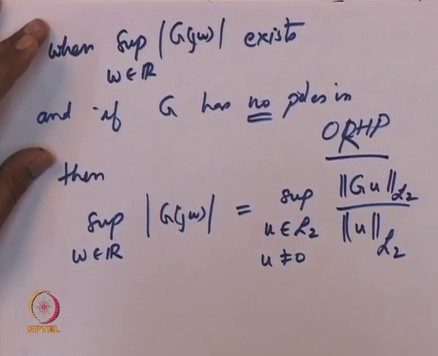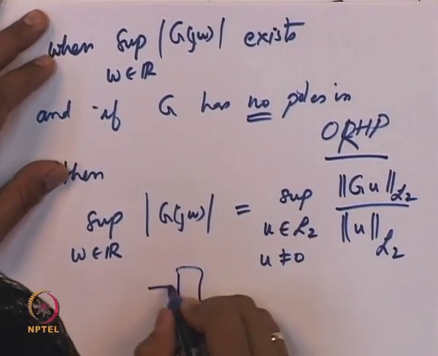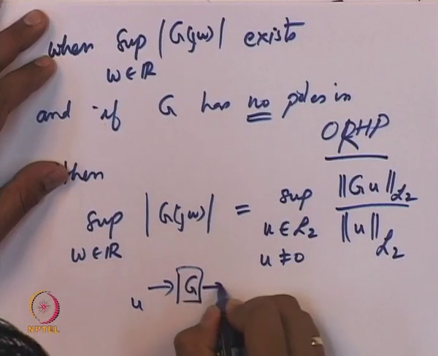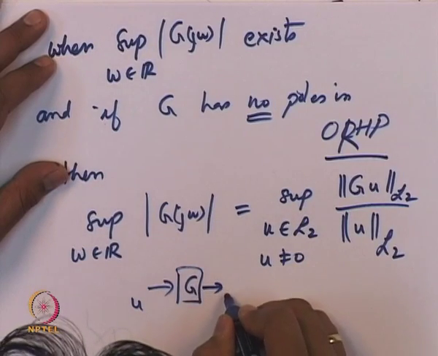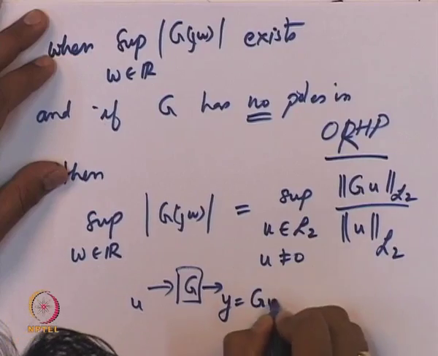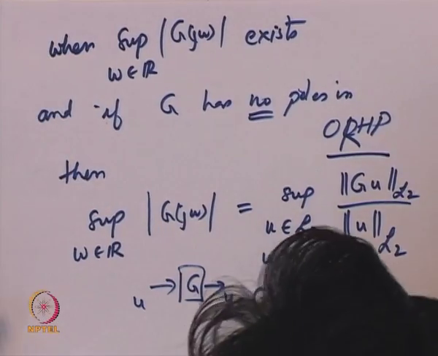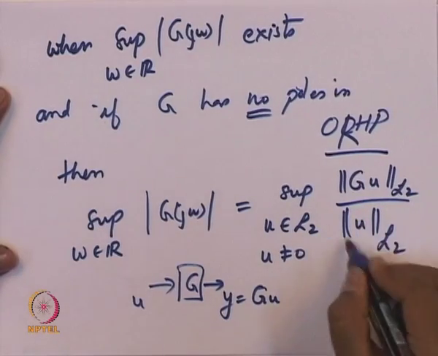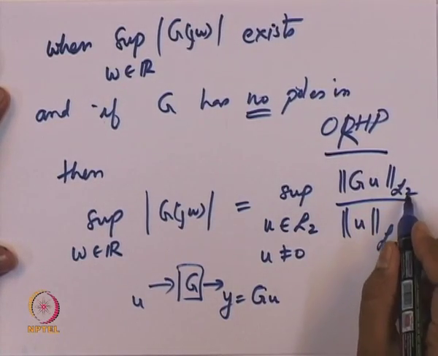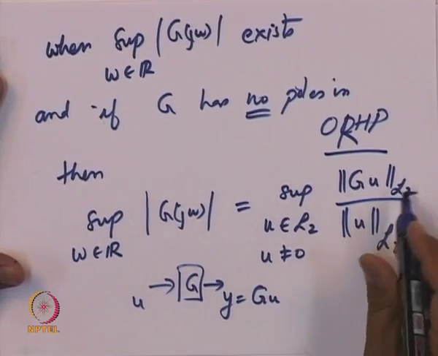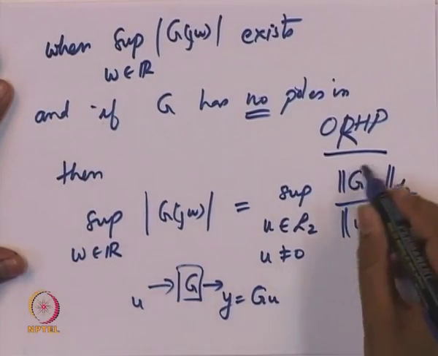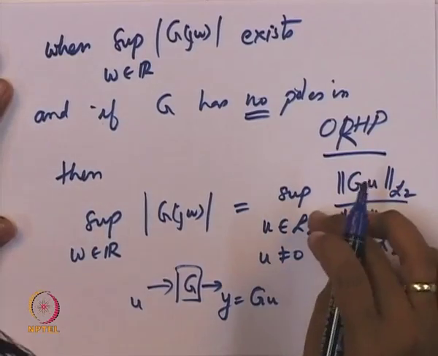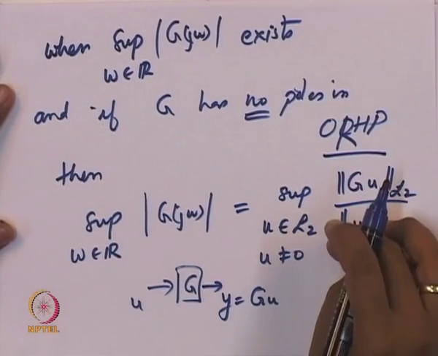You look at the system G, the input U, output Y, which is just G acting on U. For this system you look at the output's L2 norm divided by the input's L2 norm. This L2 norm is what we defined in the time domain for a signal. So, this right hand side quantity is a supremum over all L2 signals U not equal to 0.